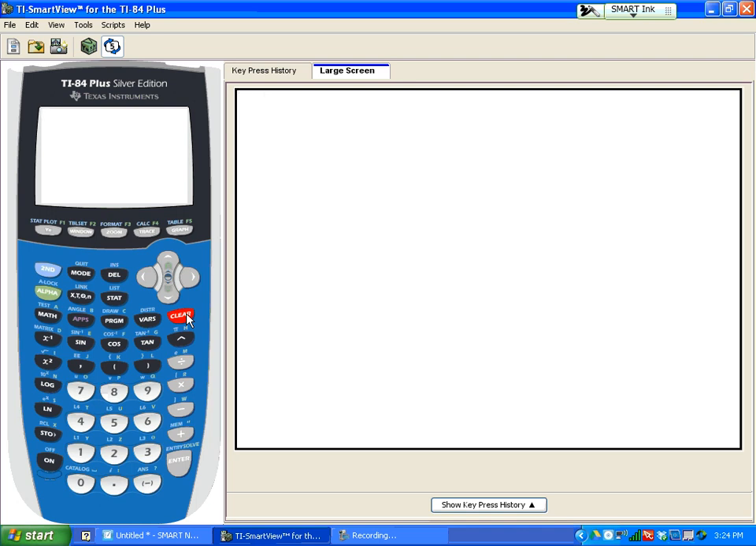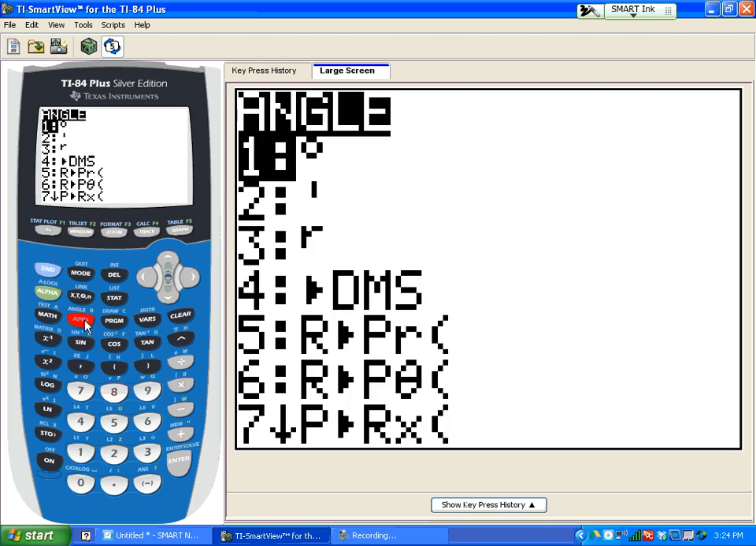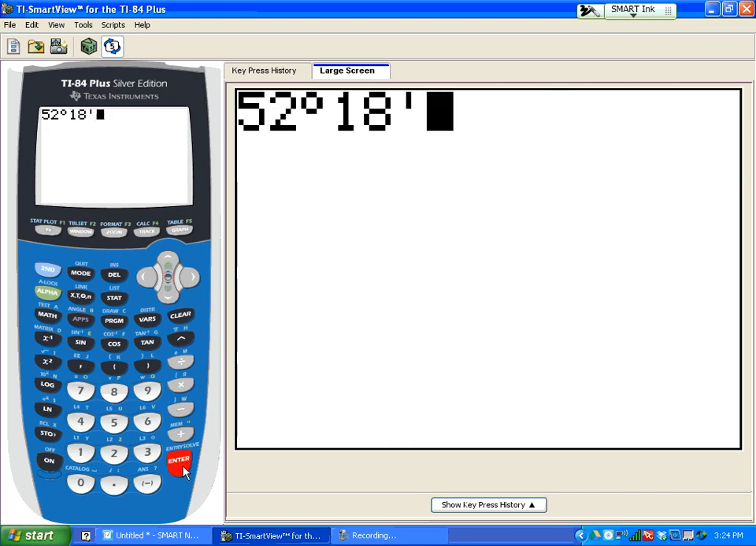I'm going to punch 52, and then go to the angle menu and get my degree symbol. Then 18 minutes, so I'll punch in 18, go back to the angle menu, and you see the second choice there is minutes. For seconds, unfortunately, it's not in the angle menu where it should be, but it's above the plus sign. In most calculators, it's in green, so you have to hit alpha and then the plus sign.